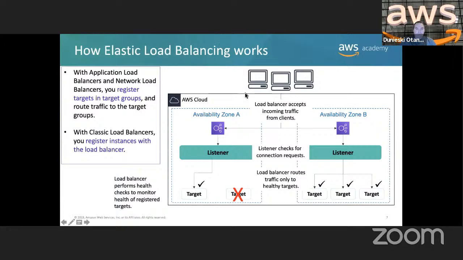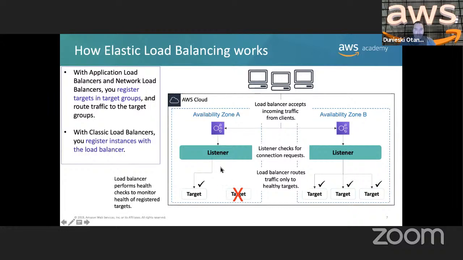So we have here availability zone A and availability zone B, and then we have a listener here. It's listening on port 80 or port 8080 or port 443, depending on what port it's listening on. And then we have another listener here. The listener checks for connection requests. And then we have the connection with this target, but we don't have a connection with this one. So this one is not connected.